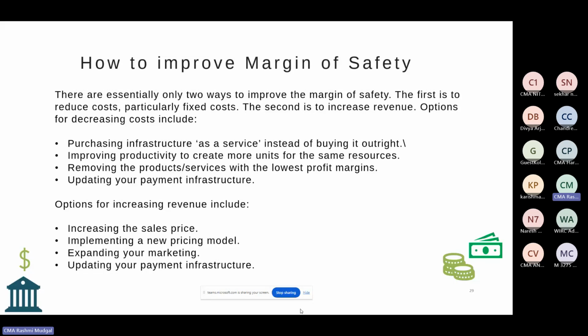Updating your payment infrastructure. You used to ask people to pay us after 30 days. You make infrastructure where you can ask them to pay within 15 days, or maybe via some cycle where you need to pay less commission to the bank. You can decrease that also. So that was the margin of safety. Here what happens, margin of safety comes only after the fixed cost is recovered. Is there any question in this?